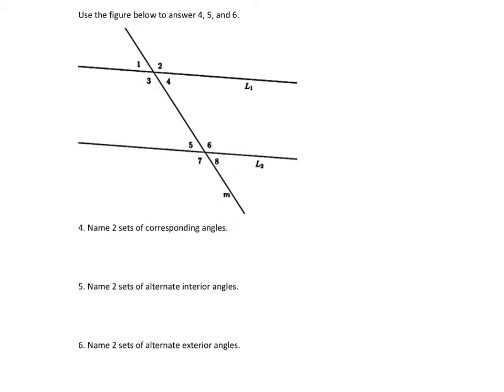Use the figure below to answer 4, 5, and 6. Number 4, name 2 sets of corresponding angles. Alright, that's very good. Angles 1 and 5, these are corresponding angles. And then you said angles 3 and 7 as well, right? Yep, so those are other corresponding angles.